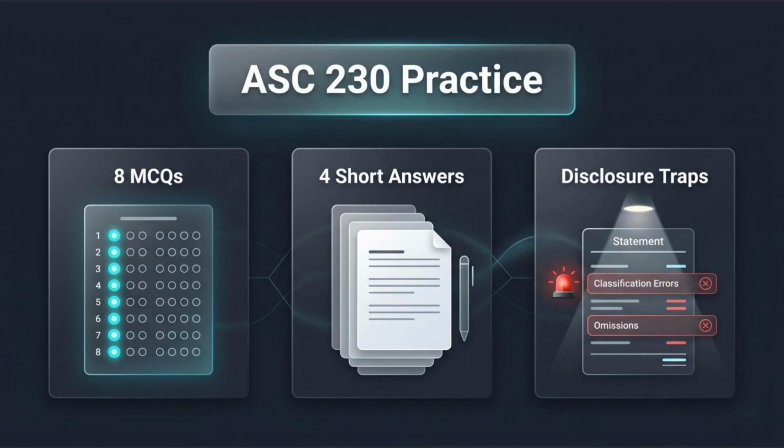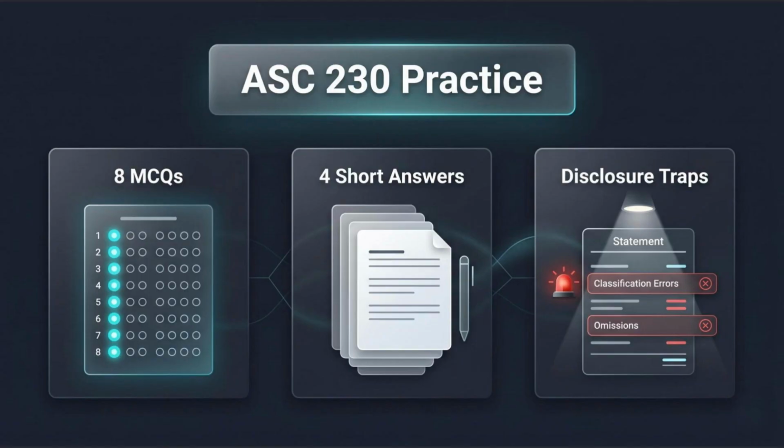In this video we are moving into ASC 230 practice, multiple choice questions and short answers. This is where we test whether the cash flow classification map is truly clear. You will answer 8 MCQs and 4 short answer questions covering operating, investing and financing classifications, direct and indirect method logic, non-cash disclosures and presentation traps.